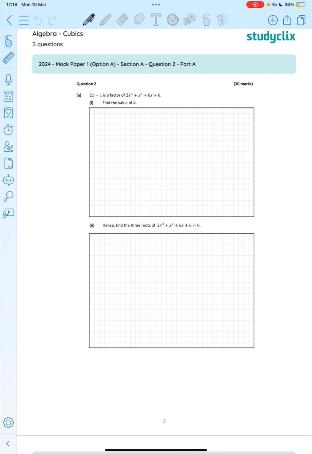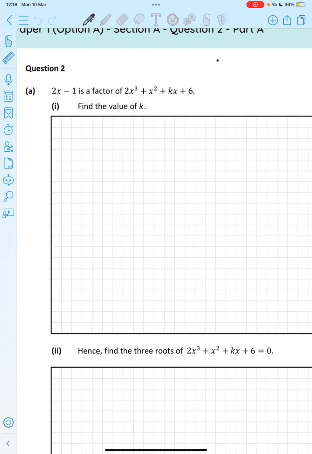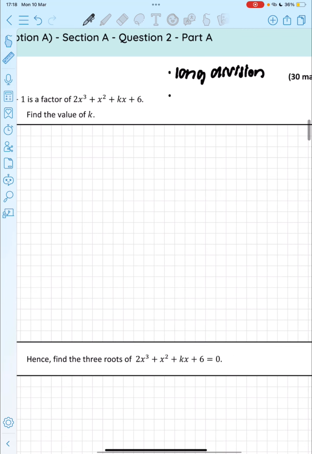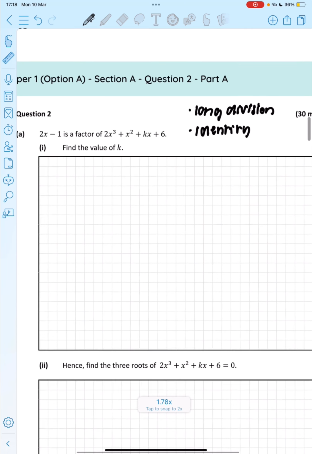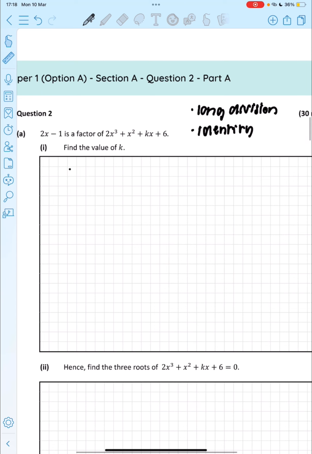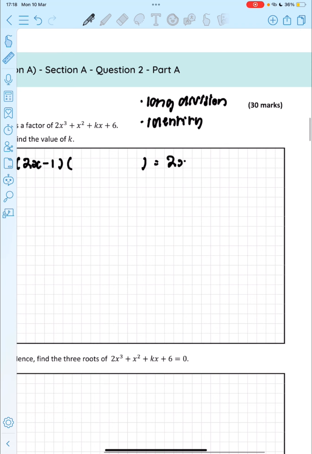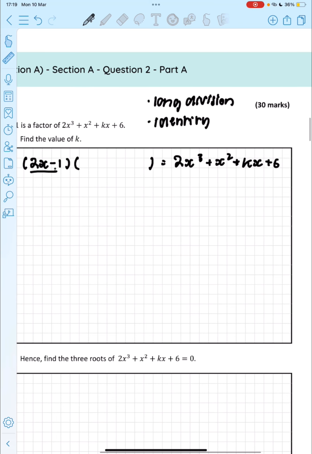Okay, so this question we can do two ways. We can either use our long division method, which I personally don't like doing, or we can do what's called an identity, which is what we're going to do today, because personally I think they're easier. So we're told that 2x minus 1 is a factor of 2x cubed plus x squared plus kx plus 6. So that means that 2x minus 1 times something is going to get me this.